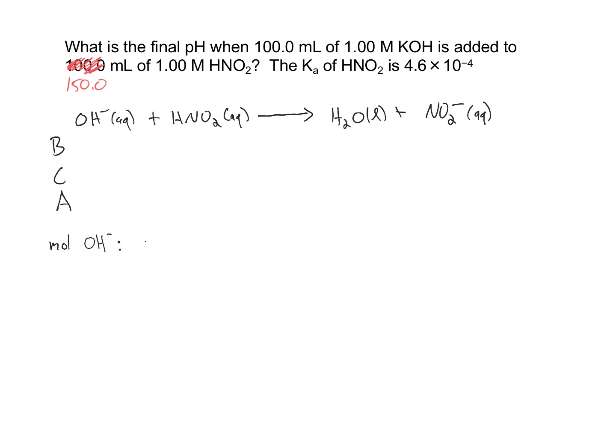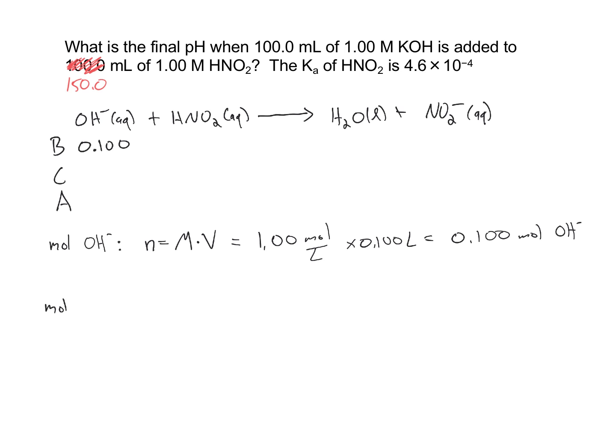Right, again, the moles is going to be the molarity times the volume. And so the molarity of hydroxide is the molarity of potassium hydroxide, so that's 1 mole per liter. I have 100 milliliters, but that needs to be in liters. So that's 0.1 liters. And so I have 0.1 moles of hydroxide. So we'll go ahead and put that into our BCA table.